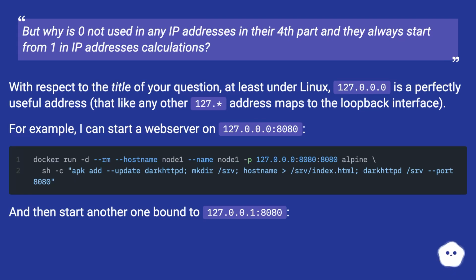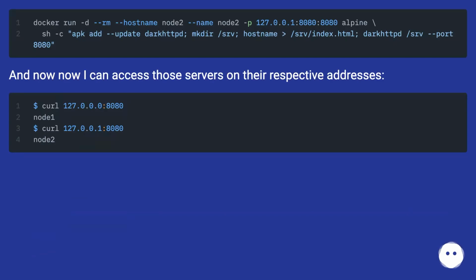For example, I can start a web server on 127.0.0.0:8080. And then start another one bound to 127.0.0.1:8080. And now I can access those servers on their respective addresses.